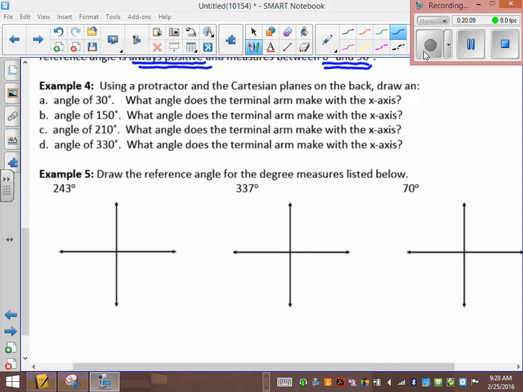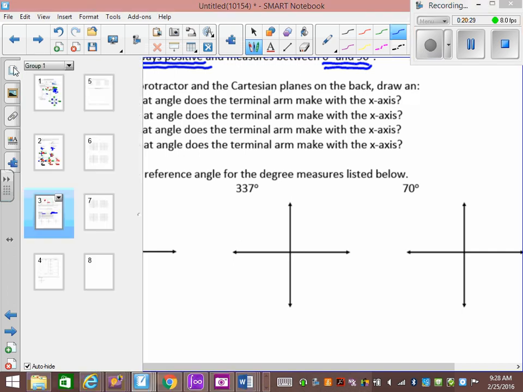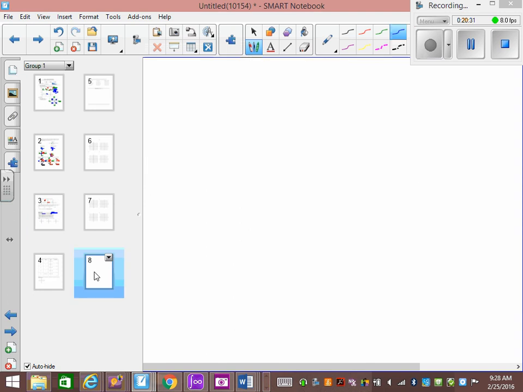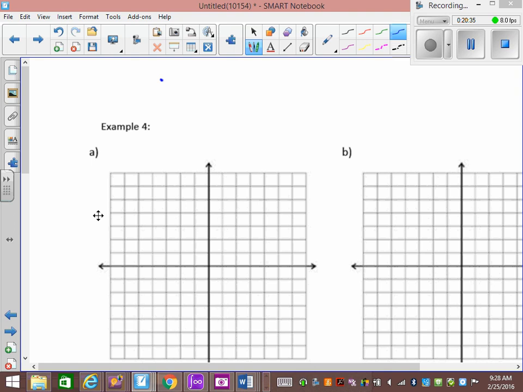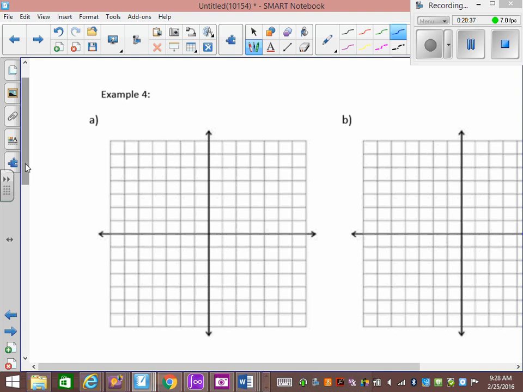All right. Using a protractor, this is example 4, and this is in the back. Again, you have 4 Cartesian planes. Using a protractor and the Cartesian planes on the back, draw an angle of 30 degrees. And what angle does the terminal arm make with the x-axis? So you're going to draw an angle of 30 degrees.